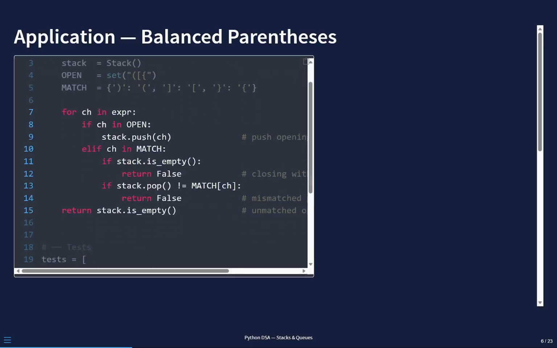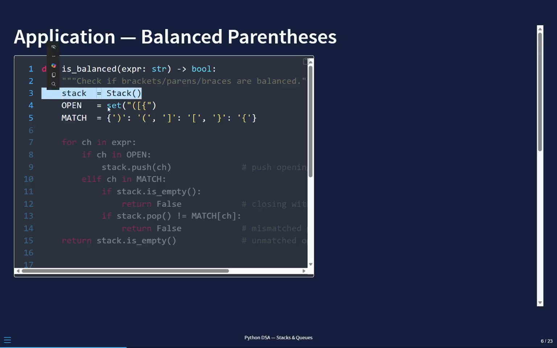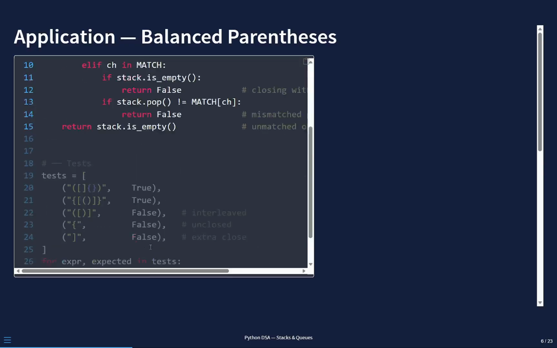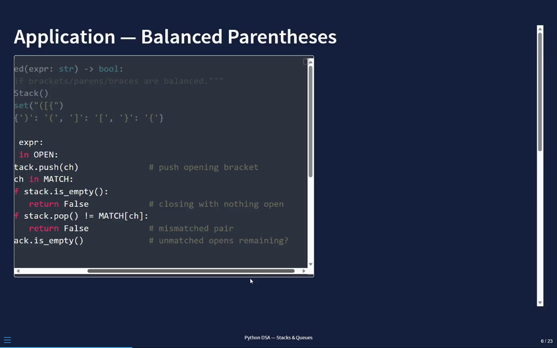Click. The algorithm: walk through the string character by character. When you see an opening bracket, push it onto the stack. When you see a closing bracket, check two things. First, is the stack empty? If so, we have a closing bracket with nothing open. Return false. Second, does the top of the stack match the expected opening bracket? If not, mismatched pair. Return false. Otherwise, pop the stack and continue.